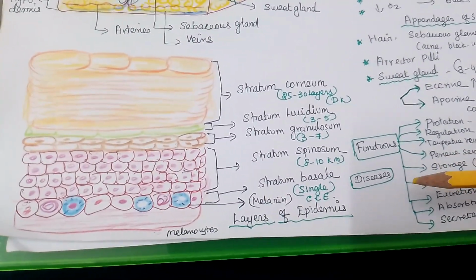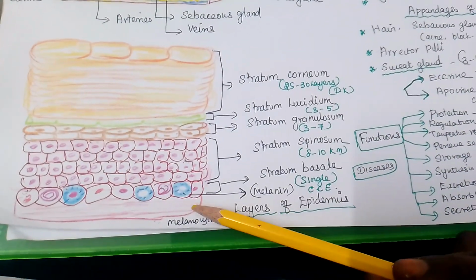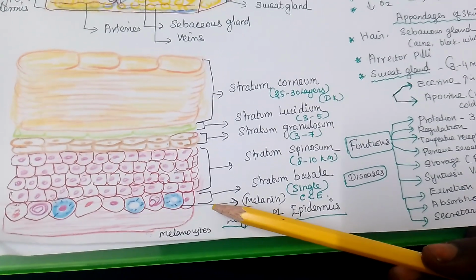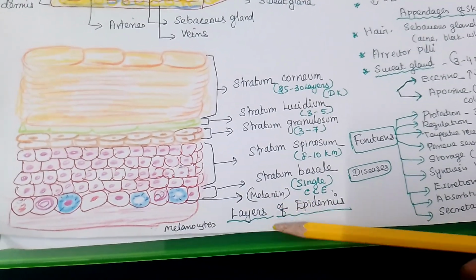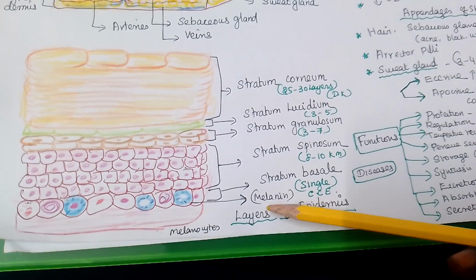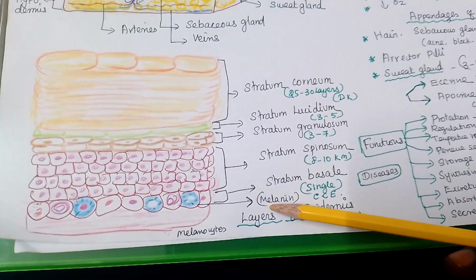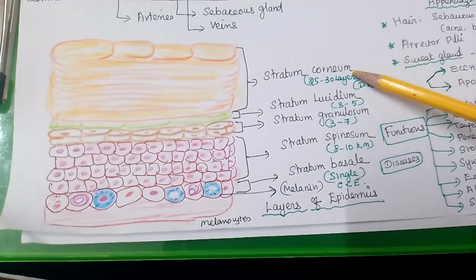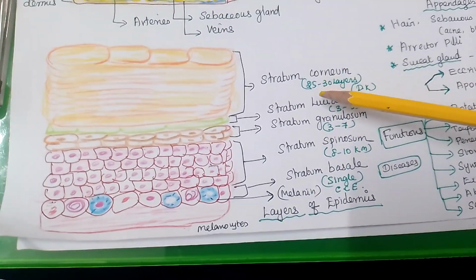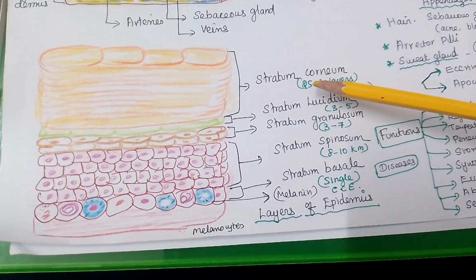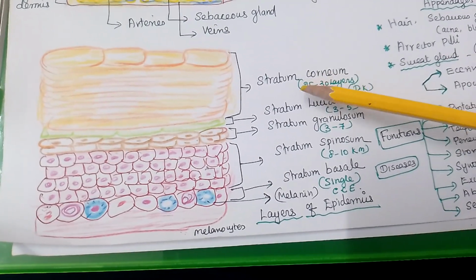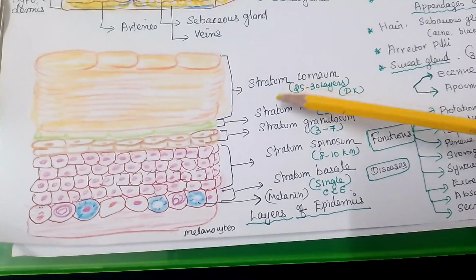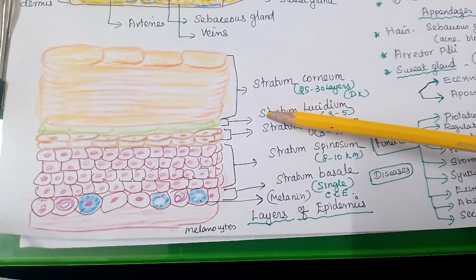Melanin-producing cells, the melanocytes, are present in this one. Melanocytes produce the pigment called melanin, which gives the color to the skin. Are you understanding? So this is the color of the skin. Mainly the stratum corneum, with 25 to 30 layers, is like a protecting layer. Mainly it prevents the invasion of bacteria, and overall the skin protects the internal organs. That is the main function. This layer plays an important role.